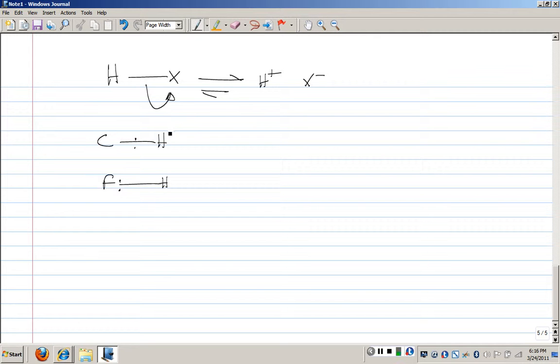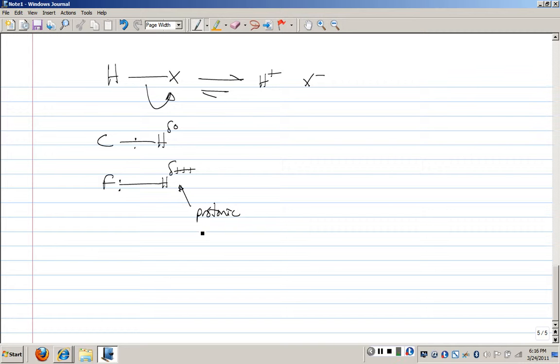The consequence is there is no dipole on the H. This H is not protonic. Here, there is a significant dipole. This H is very protonic. And all things being equal, for example, if size is very, very similar, as it is going across a period, then this would be the stronger acid because electronegativity is a dominant argument.